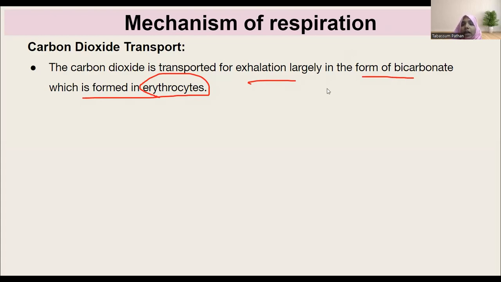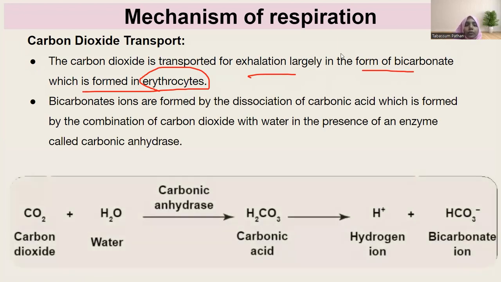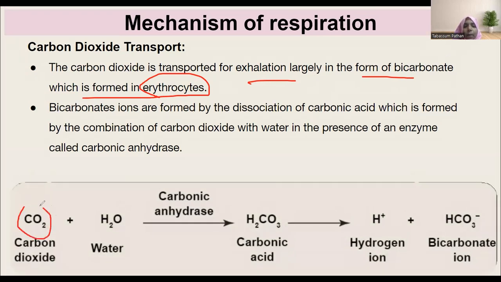So how is this bicarbonate ion formed? Basically, if you see the reaction on the screen, they are formed by the combining of carbon dioxide with water. Bicarbonate ions are formed by the dissociation of carbonic acid, which is formed by the combination of carbon dioxide and water. So what happens first? Carbon dioxide, that is the gas which has to be removed out of the body.